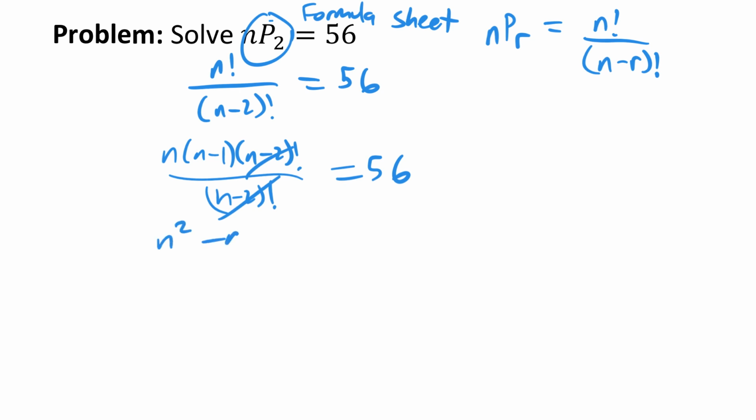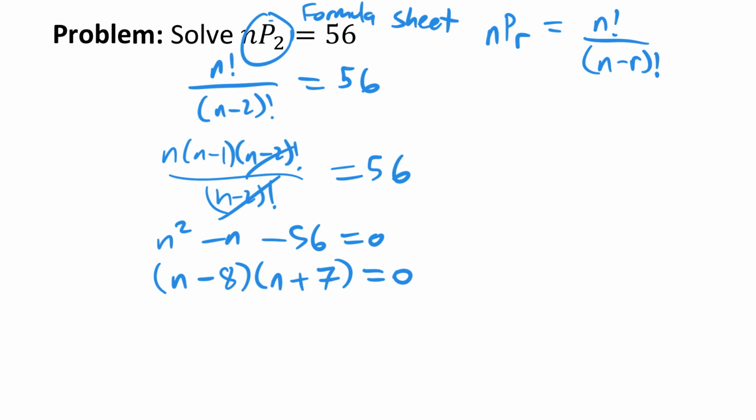So you get n squared minus n minus 56 equals 0. Looking for two numbers that multiply to give 56 and add to give negative 1. Thinking 6, 7, and 8. So if we have negative 8, positive 7, that gives n equals 8, n equals negative 7.